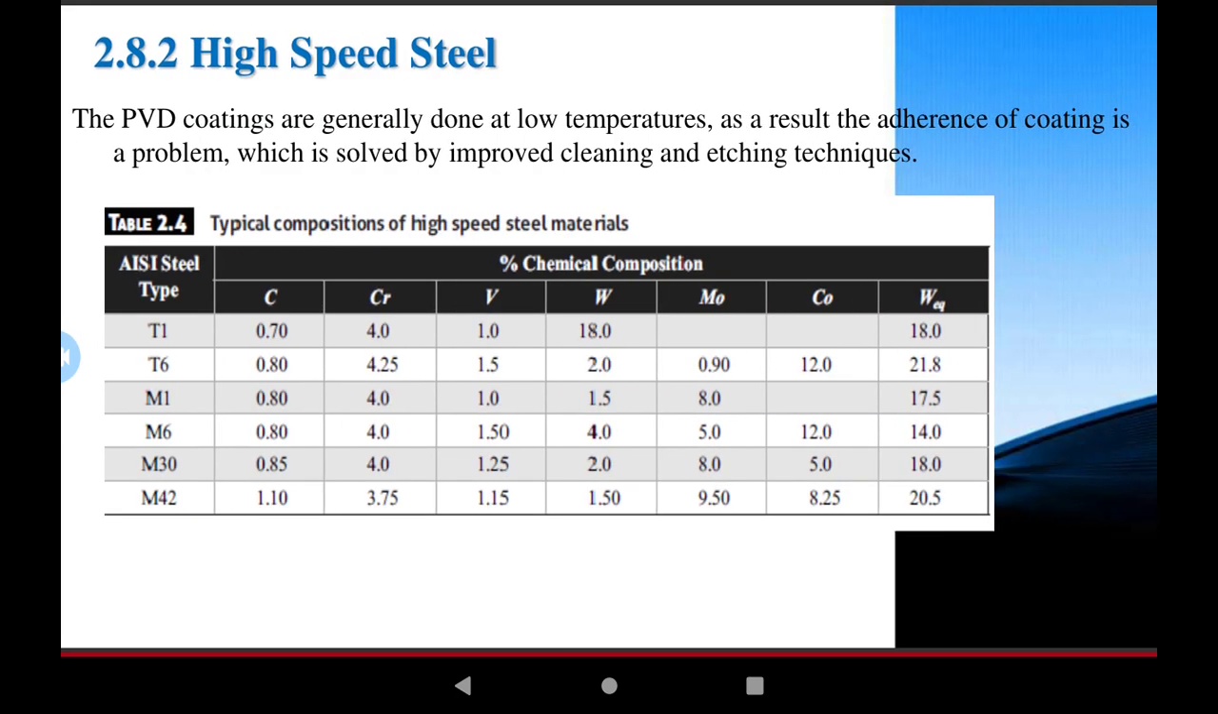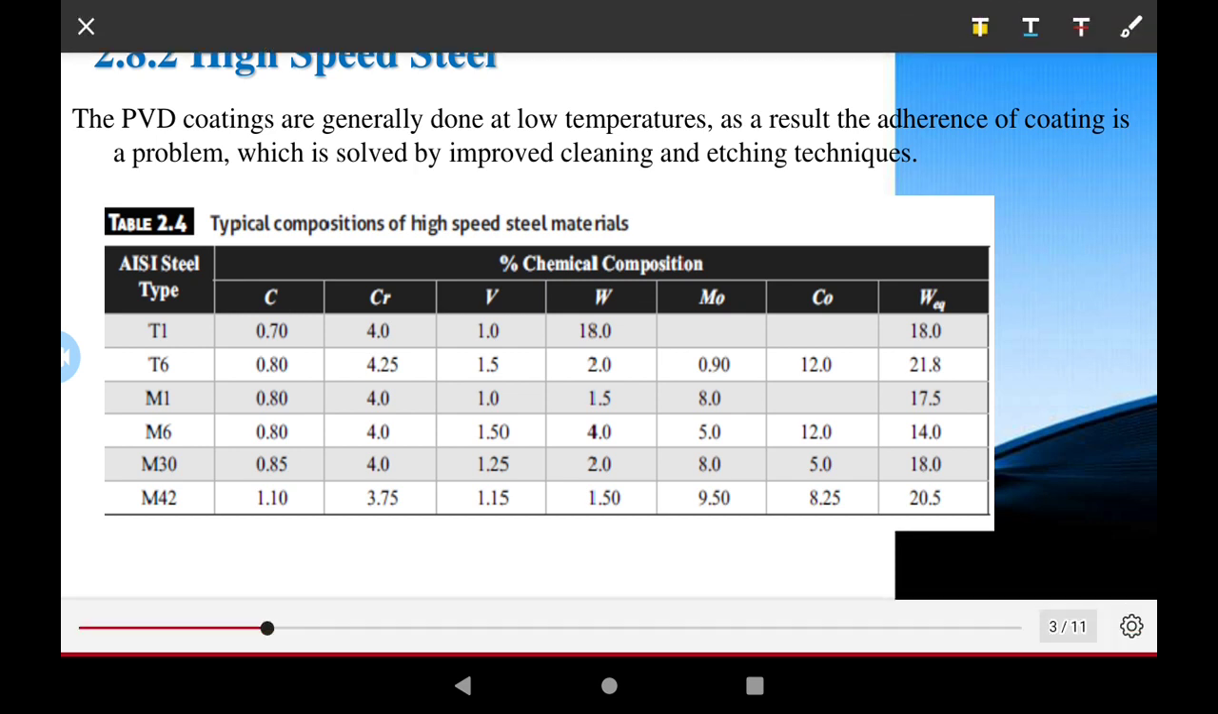High speed steel. These are the properties of this material. Physical vapor deposition coating is generally done at a low temperature, and the resulting adhesion of the coating is a problem which is solved by improved cleaning and etching techniques.